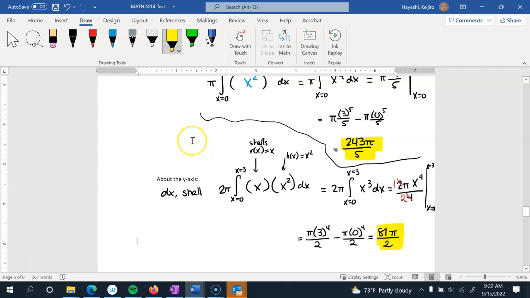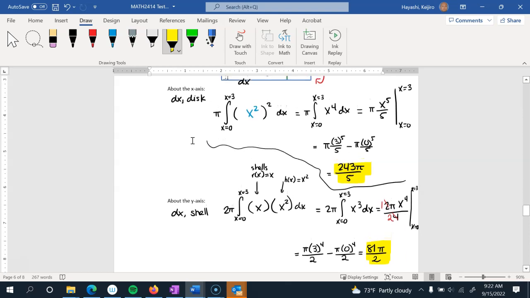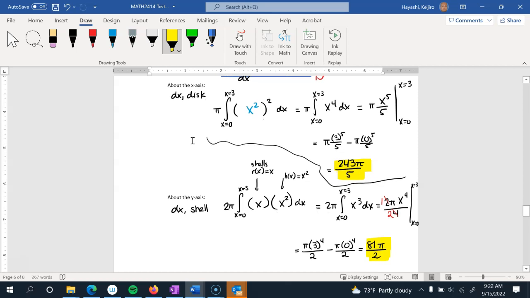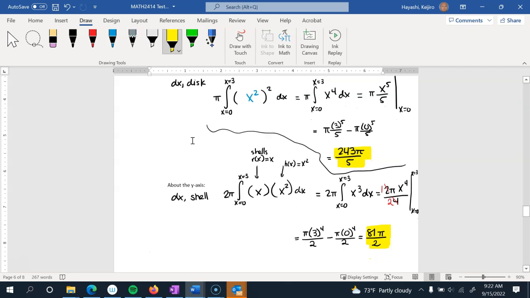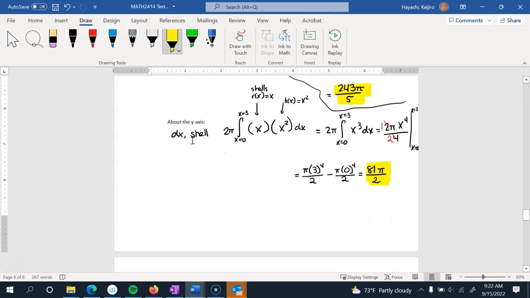So yeah, these aren't particularly complex integrals, but you do have to know what you're doing, I guess. But the integrals themselves are just x to the 4th, the integral of x cubed. And the last two problems are about arc length and surface area.